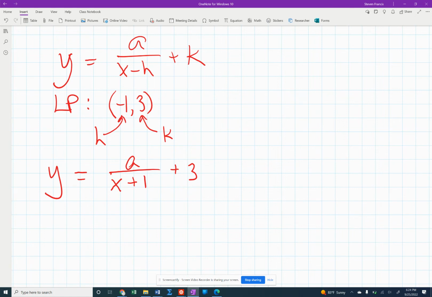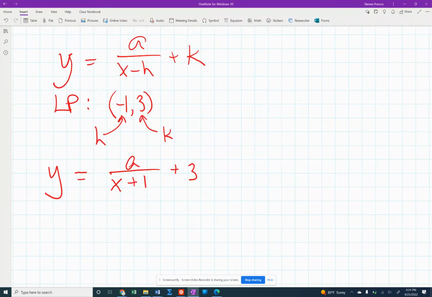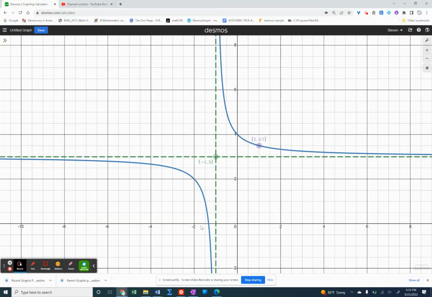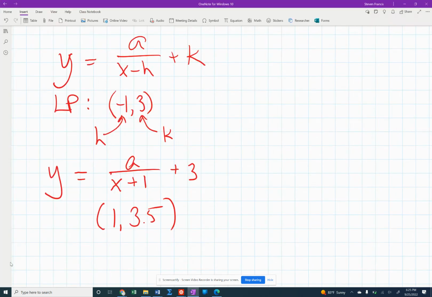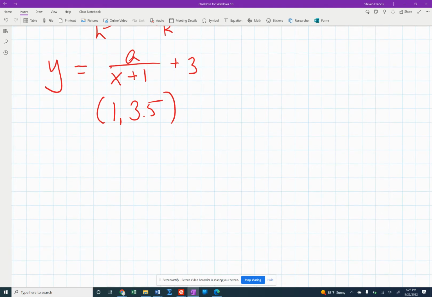Now, how do I find the value of a? I need to find the value of a by using this other point that we have, and that's this point over here on the graph, 1 comma 3.5. So using this point 1 comma 3.5, I'll be able to figure out the value of a. All right, so now how do I use that point? I'm going to plug the 3.5 in for y, plug the 1 in for x, and then we're going to solve for a.